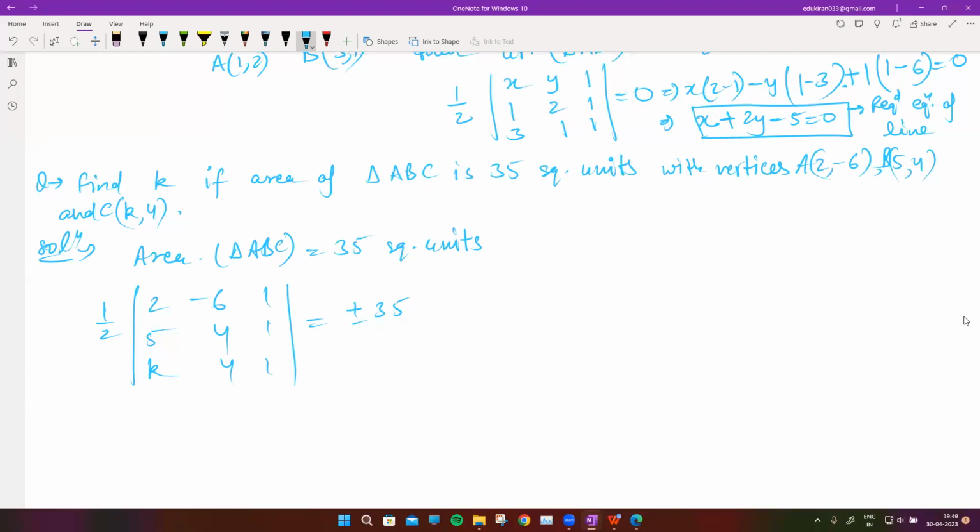Right? Now you will get two answers for K. Please solve it and tell me those answers quickly. Guys, this is pretty easy stuff. You just have to solve the determinant, right?